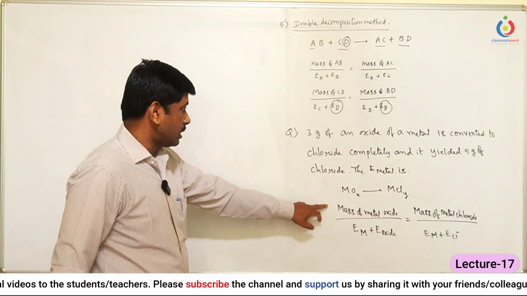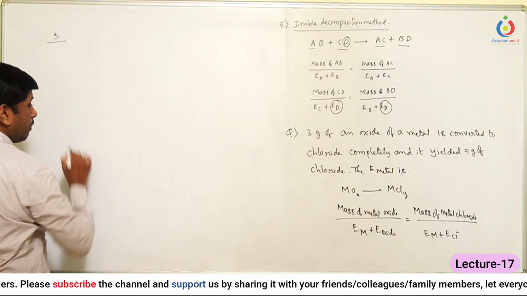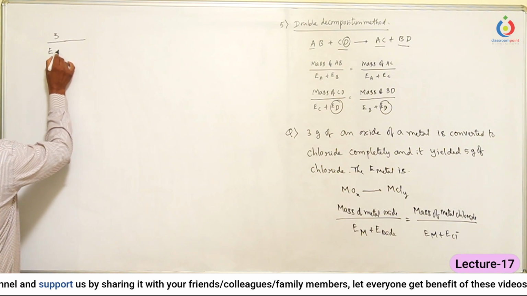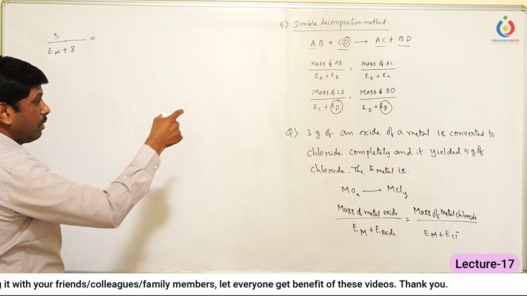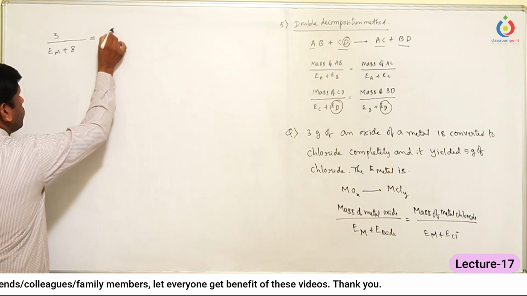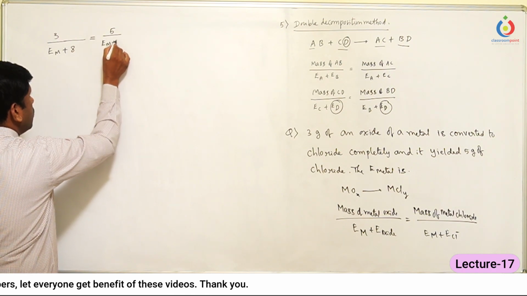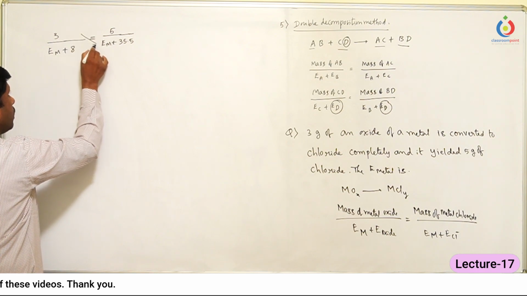So here the mass of the metal oxide is given as 3 grams divided by the equivalent mass of the metal, to be calculated, whereas the equivalent mass of oxygen we know is 8. The mass of the metal chloride is given as 5 and the equivalent mass of the metal again is to be calculated, plus the chlorine equivalent mass, which is 35.5 grams.